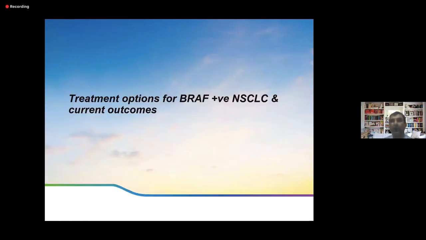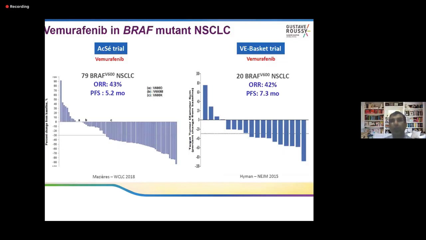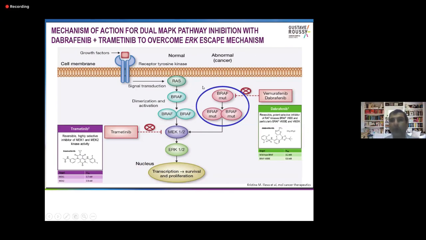Now, let's look at the treatment options for BRAF mutant NSCLC and the current outcomes. The story does not start with dabrafenib and trametinib. The story actually started with vemurafenib in BRAF mutant non-small cell lung cancer. I would like to remind you of the basket trial in which the overall response rate was 42%, with a single agent. Please remember, vemurafenib is only a BRAF inhibitor. That's very, very important to remember. We are not yet talking about a MEK inhibitor. So when you use single agent vemurafenib, you have a response rate of 40% with a PFS of 7.3 months. Now, here is where I would like you to concentrate.